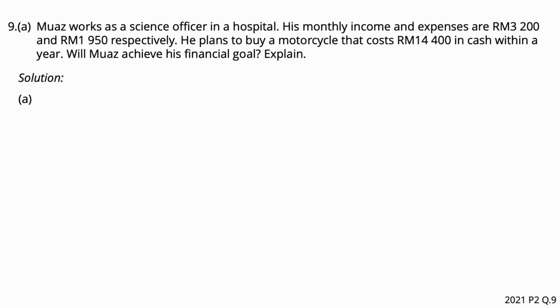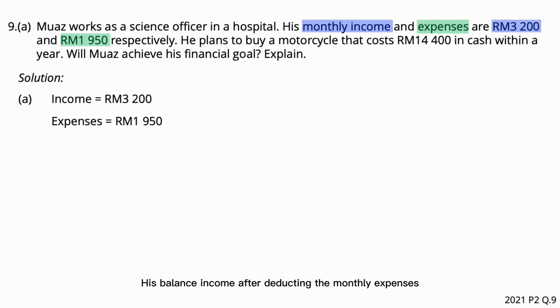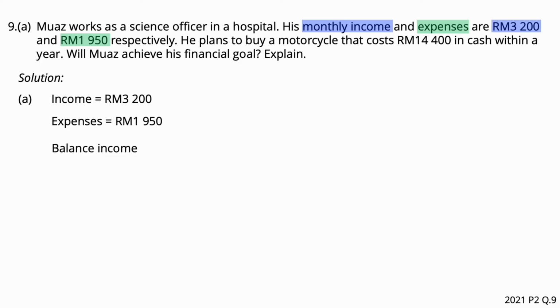Question number 9a. Please pause the video and read the question. Moss has a monthly income of 3,200 ringgit Malaysia and monthly expenses of 1,950 ringgit Malaysia. His balance income after deducting the monthly expenses, 3,200 minus 1,950, is equal to 1,250 ringgit Malaysia.